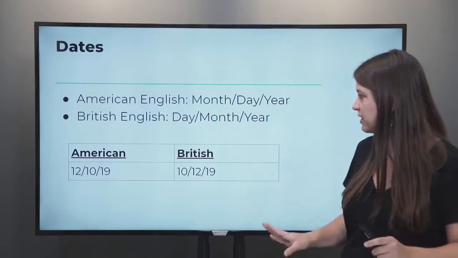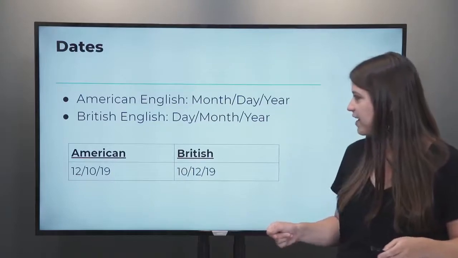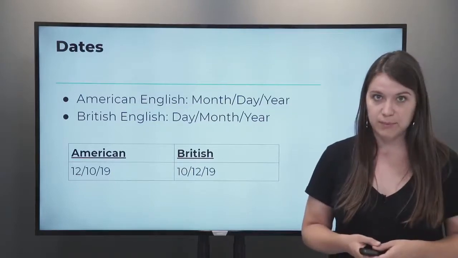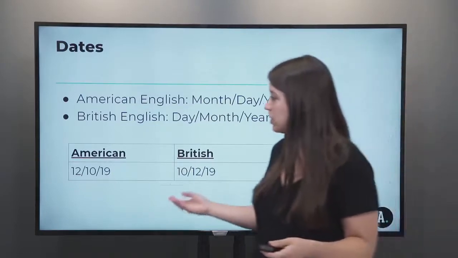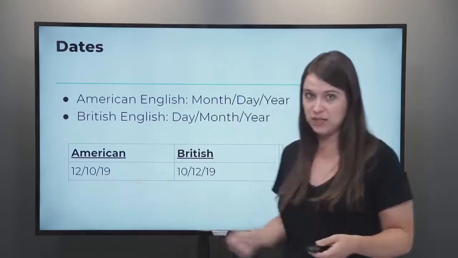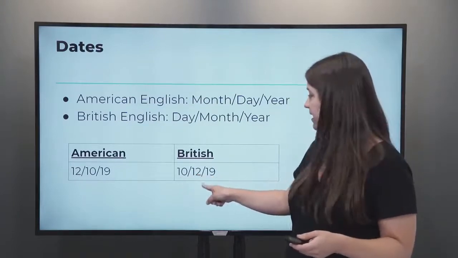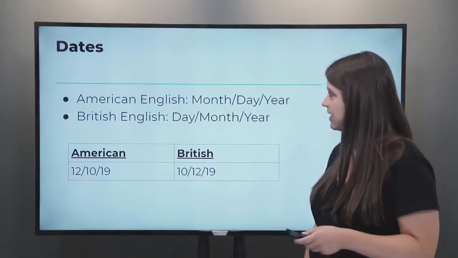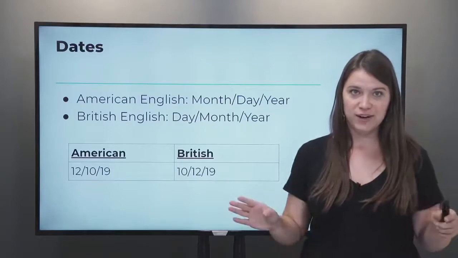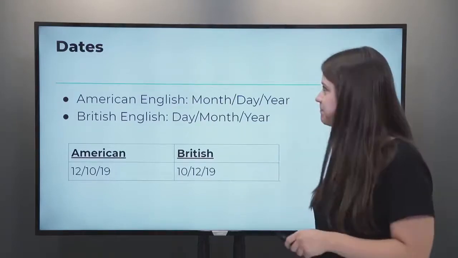Okay, so let's look at this example. American, let's say it's the 10th of December, for example. Okay, so the 10th of December would be 12 for December, and then 10, and then 19 for the year. Okay, so in British, it would be first the day, 10, and then 12, and then 19. So this can be very confusing if you don't know which format you're using.